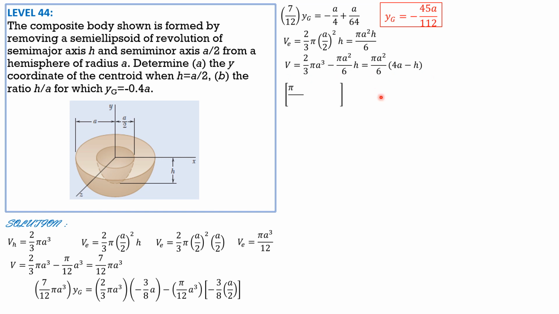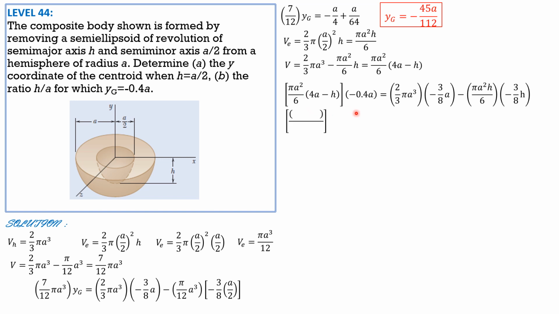Then by Varignon's theorem, volume π a² over 6 times the quantity (4a minus h) times yg, which is negative 0.4a, equals the volume of the hemisphere times negative 3/8 of a, minus the volume of the ellipsoid π a² over 6 h times the centroidal z coordinate of the semi-ellipsoid, which is negative 3/8 of h in general. So cancel out π a² and simplify.